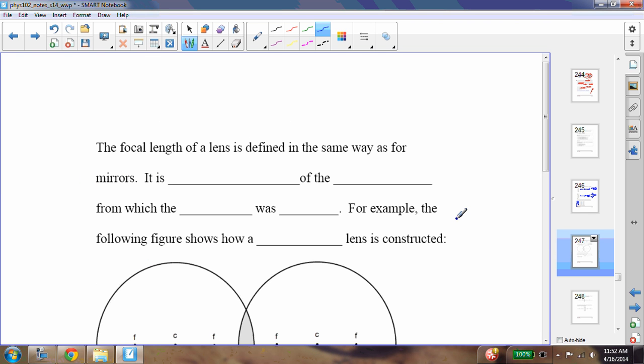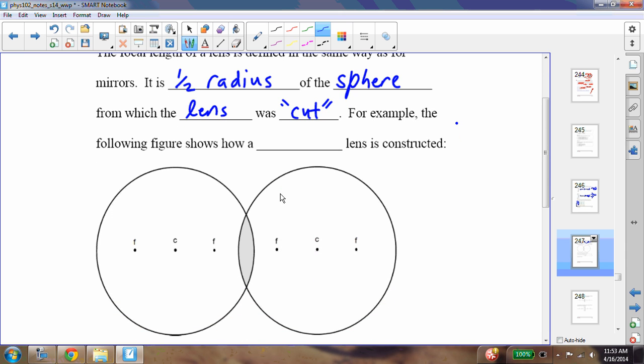We're not going to deal with these, but you just know that they exist. And the focal length is going to be defined in very much the same way as for the mirror. It is 1/2 of the radius of the sphere from which the lens was cut. Obviously, they're not really cut from a sphere, but if you want to think of this in the same way that we did with mirrors, that we have this big ball, and then we just slice off a piece of it, and that piece becomes our spherical mirror, you can think about it in a similar way. Although with spherical lenses, instead of just having one spherical surface, you have two spherical surfaces.